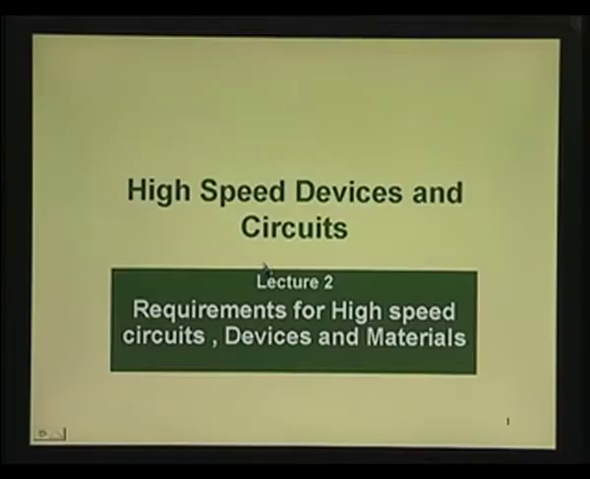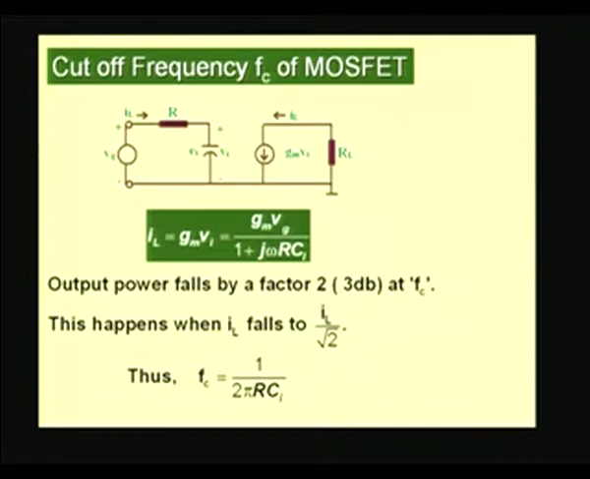Now, I have given the title for this second lecture as requirements for high speed circuits and devices and materials. So, let us just go through quickly what we did last time. We saw what is meant by the cutoff frequency of the MOSFET. We discussed the characteristic frequencies. There are two. One is the cutoff frequency, other one is the transit frequency. And the cutoff frequency we discussed with respect to the equivalent circuit of the device.